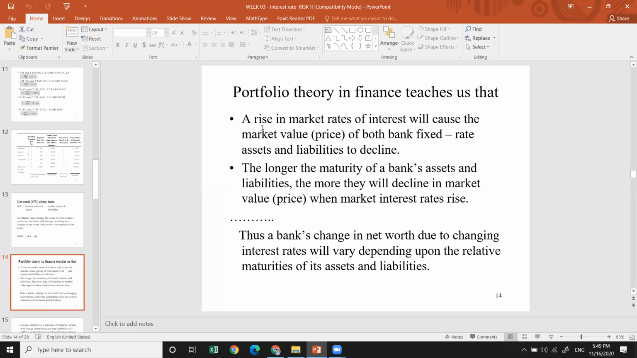So the rise in the market interest rate will cause the market value of bank fixed rate assets and the liability side to go down, because there is an inverse relationship between the YTM and the value of the loans. The longer the maturity of the bank's assets and liabilities, the more they will decline in the market value when the market interest rate increases. So there's as well the inverse relationship between the maturity and market interest rate.